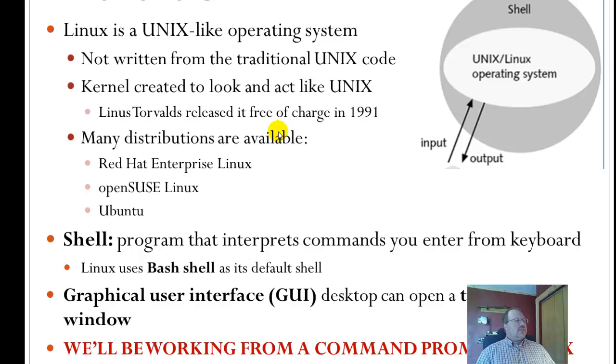Okay, now talking about Linux and Unix. So Linux is a Unix-like operating system. It was not written from traditional Unix code; the kernel was created to look and act like Unix. Linus Torvalds released it free of charge in '91. So Linux is an open source operating system, and open source means that you can access it, use it, and work with it for free.